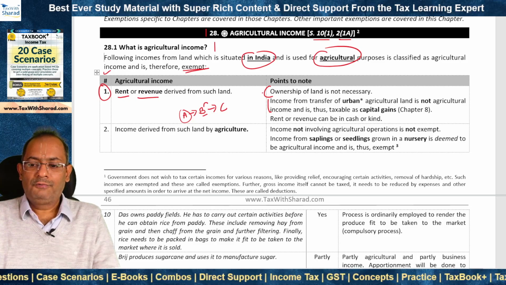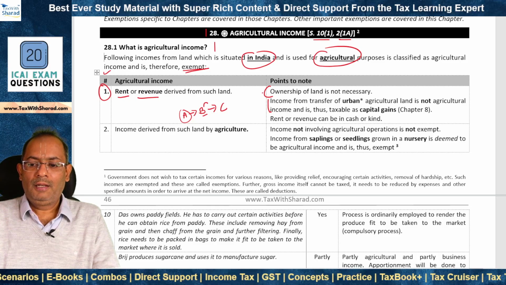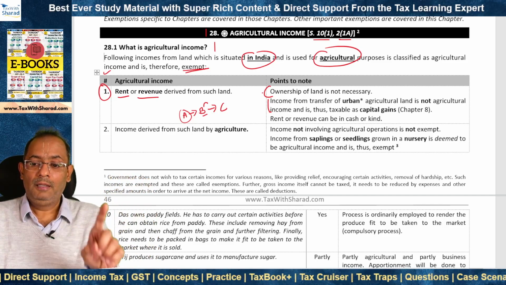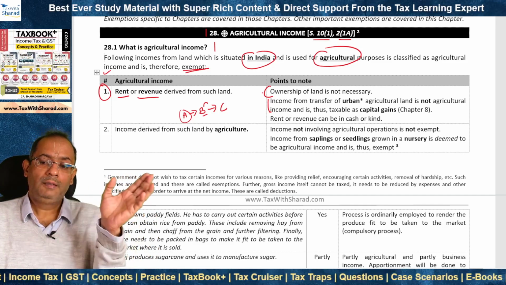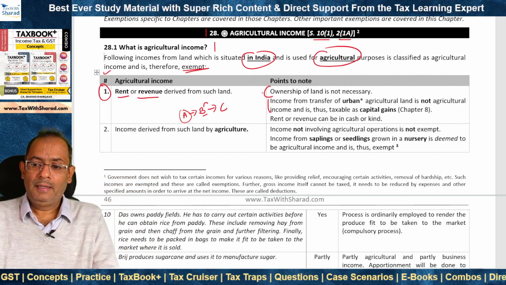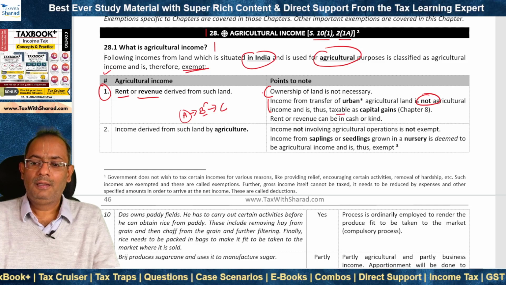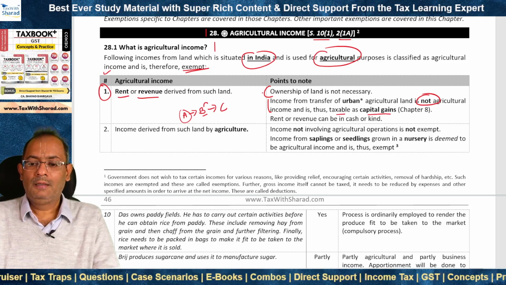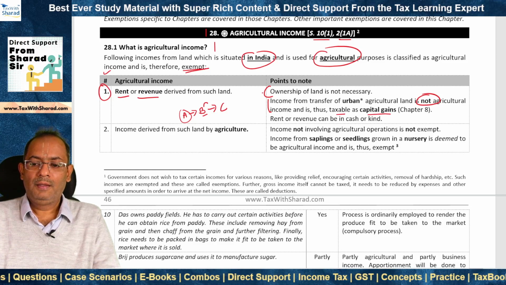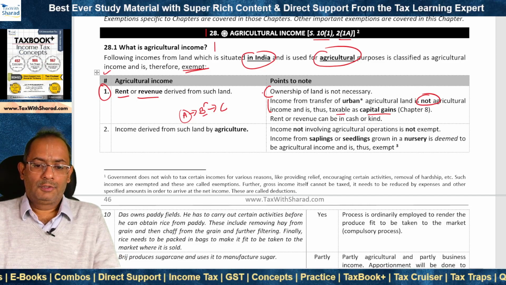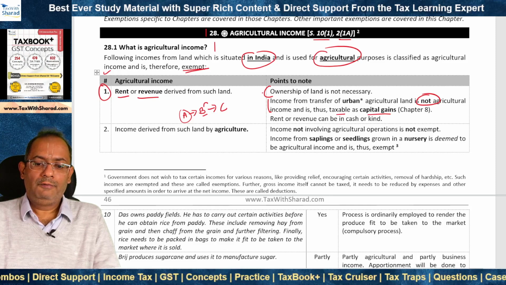If there is a transfer of land which is an agricultural land, but it is an urban agricultural land, that means it is situated in an urban area, that means it's not situated in a rural area, then it is not classified as agricultural income and it is taxable. It is taxable as capital gains. We will deal with this in detail in the video on capital gain. So the first item is rent or revenue derived from such land.